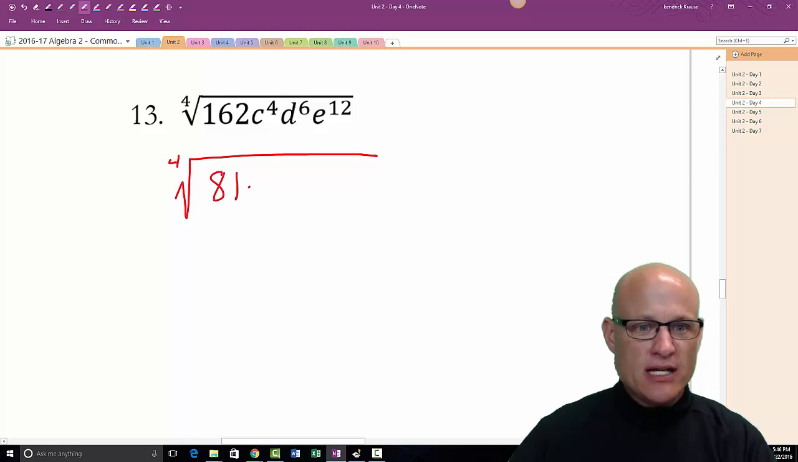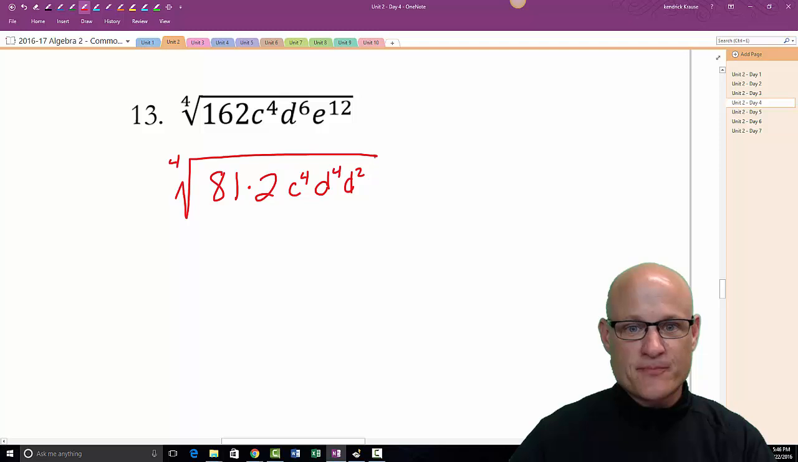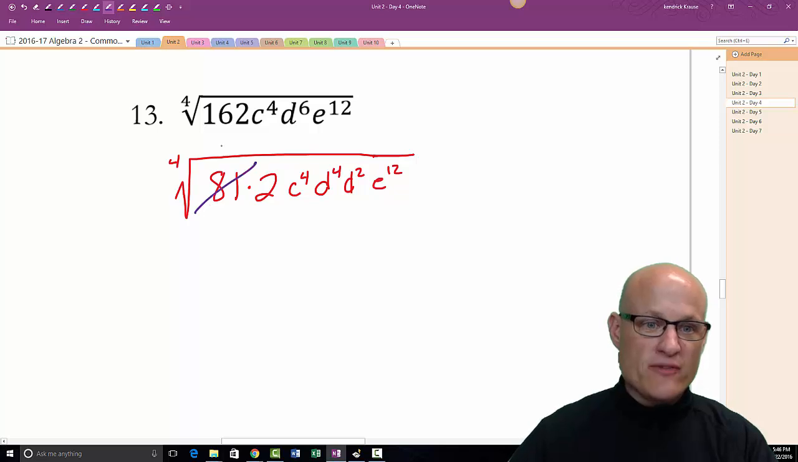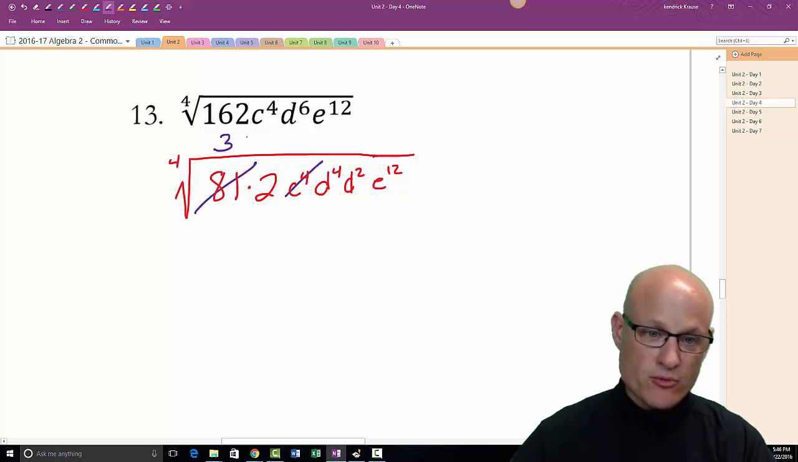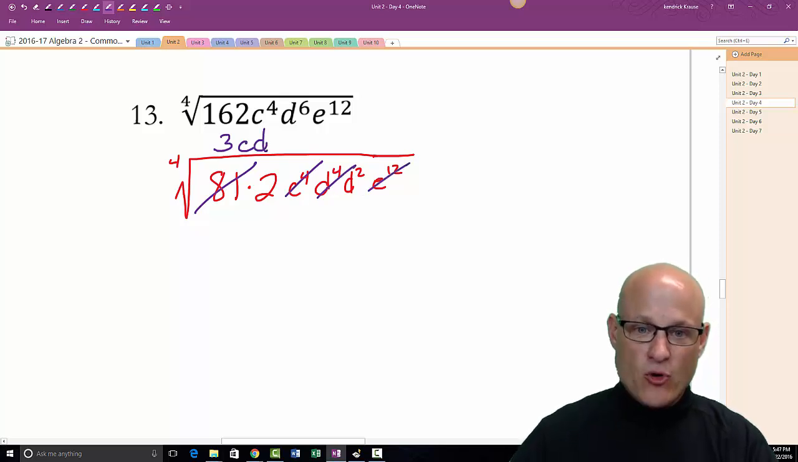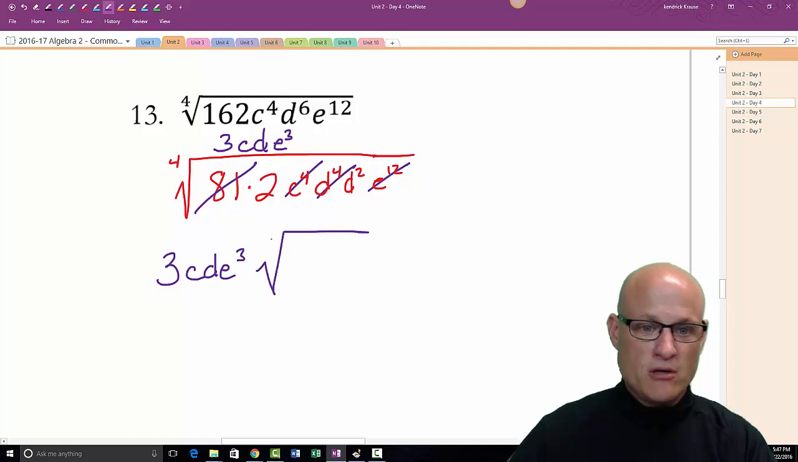So 81 times 2, c to the 4th, d to the 4th, d squared. That makes 6. And e to the 12th is already a multiple of 4, so I'm already good there. The 4th root of 81 is 3. The 4th root of c to the 4th is c. The 4th root of d to the 4th is d. And the 4th root of e to the 12th, how many groups of 4 are there? There are 3 groups of 4. So I end up with 3c d e cubed, 4th roots of 2d squared.